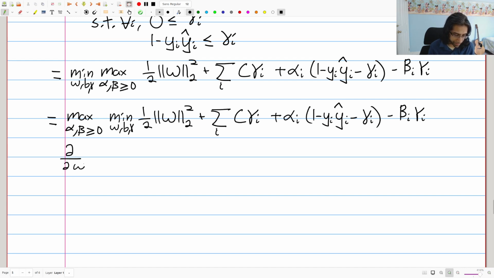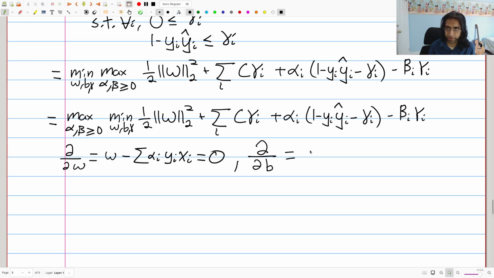So partial with respect to W is actually identical to before, in the sense that we have this term and we have this term here. And if you do it exactly like we did last lecture, we have W minus alpha I yi xi is equal to 0. Similarly, taking the partial with respect to B is going to be very similar to before. And in fact, we get the exact same expression.